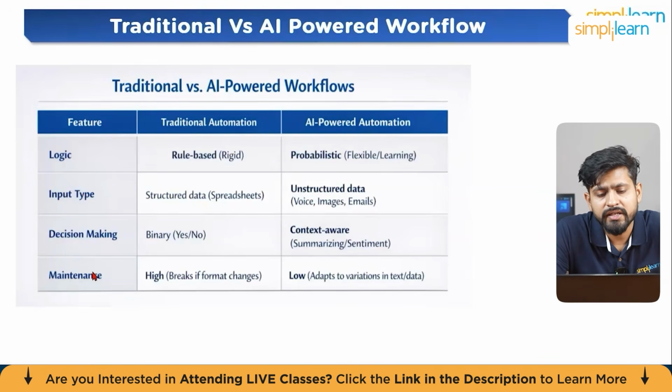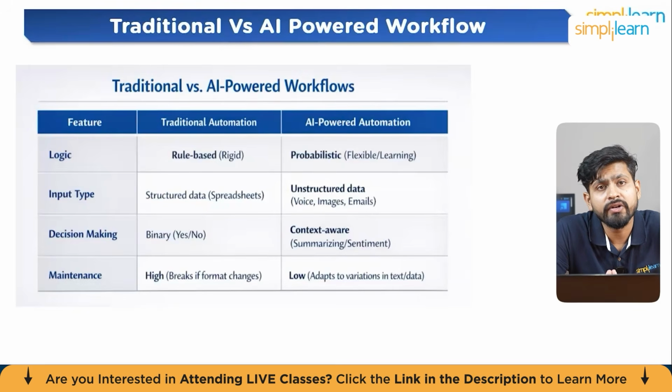Now, if I talk about maintenance, traditional automation is high. This is going to break if the format changes. But with AI-powered automation, the maintenance is low and it can adapt to various text and data. Now, guys, at the end of the day, I want to say AI automation isn't just for tech giants, it is a force multiplier for anyone who wants to manage any digital task.